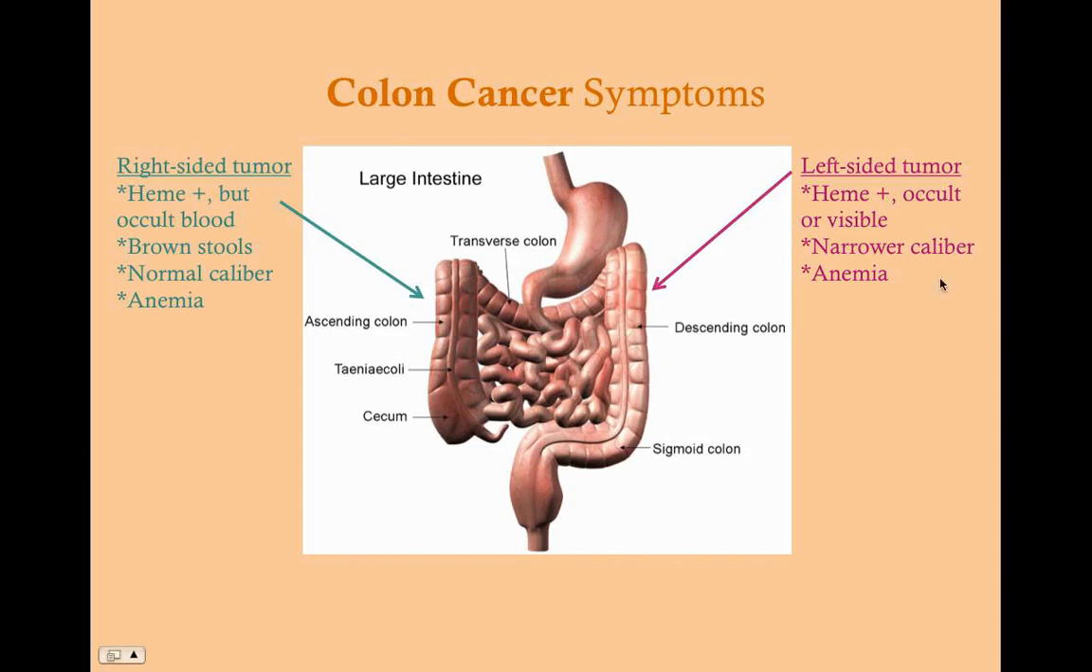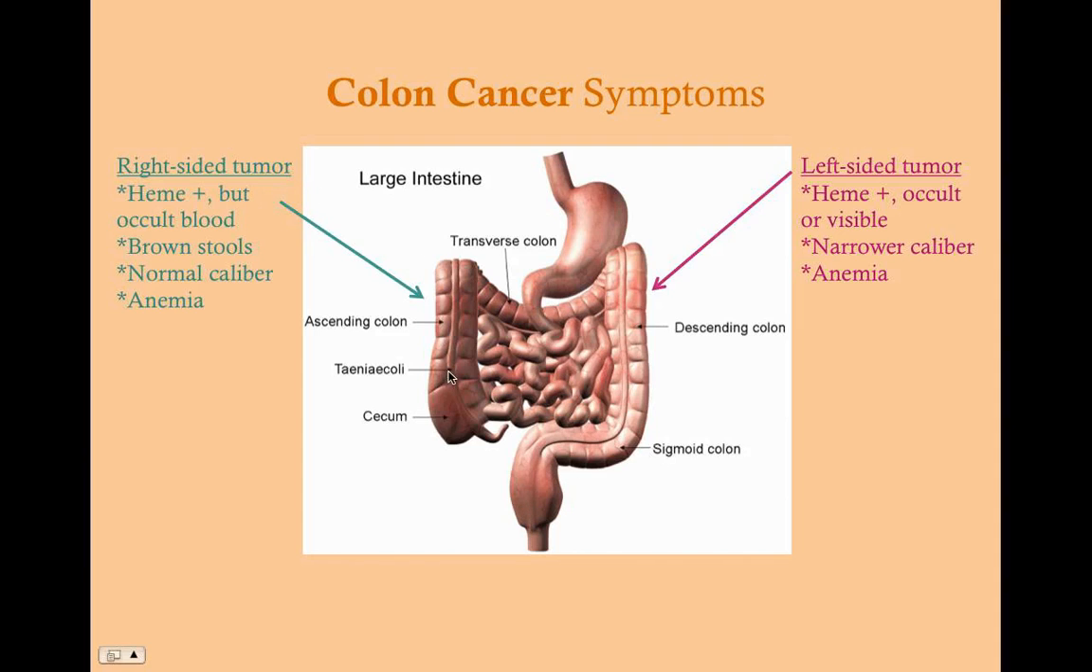But you don't necessarily have to have a narrow caliber stool to have colon cancer, because it could be on the right side where you would have normal caliber stool. In both sides, you will get heme-positive stool and you will get anemia as a result of that. On the left side, you'll get either occult blood, so no blood visible, or you could have visible blood. And that's simply because if you're bleeding from the tumor on the left side, you're not going to have any time to oxidize that blood, and so it will come out maroon or bright red.